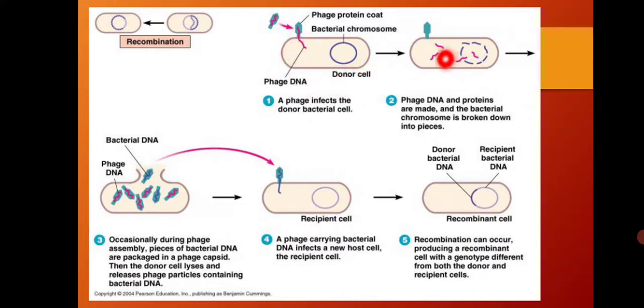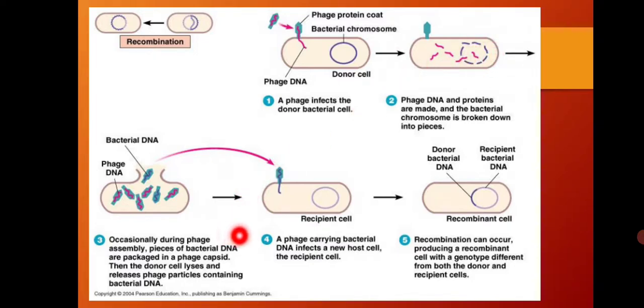In the second step, this phage inserts its genetic material, its genome, inside the bacterial cell. The pink color shown is the phage genetic material, and the bluish color is the bacterial genetic material. After insertion of the phage genome, there is fragmentation of the genetic material. Phage DNA and proteins are made, and the bacterial chromosome is broken down into pieces. So there is fragmentation of the bacterial genome.